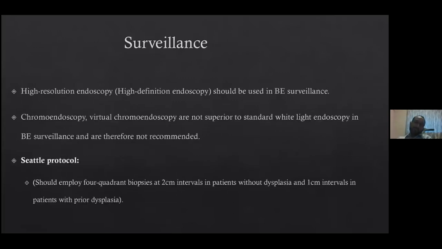High resolution endoscopy or high definition endoscopy should be used in Barrett esophagus surveillance. Chromoendoscopy and virtual chromoendoscopy are not superior to standard white light endoscopy in Barrett esophagus surveillance and are therefore not recommended. The Seattle protocol should be employed, with 4-quadrant biopsies at 2 centimeter intervals in patients without dysplasia and 1 centimeter intervals in patients with prior dysplasia.